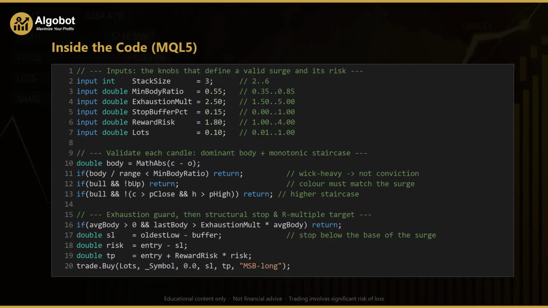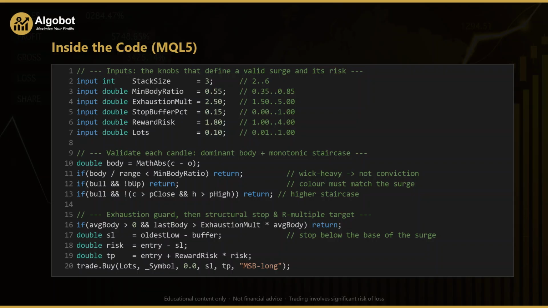Minimum body ratio sets how much of each candle must be solid body rather than wick, so a higher value insists on stronger conviction. Exhaustion multiple is the blow-off filter. Lower it, and the strategy becomes fussier about rejecting oversized climax candles. Stop buffer percent widens or tightens the cushion behind your stop, and RewardRisk decides how far the target sits relative to the risk taken. Lots is simply your position size.